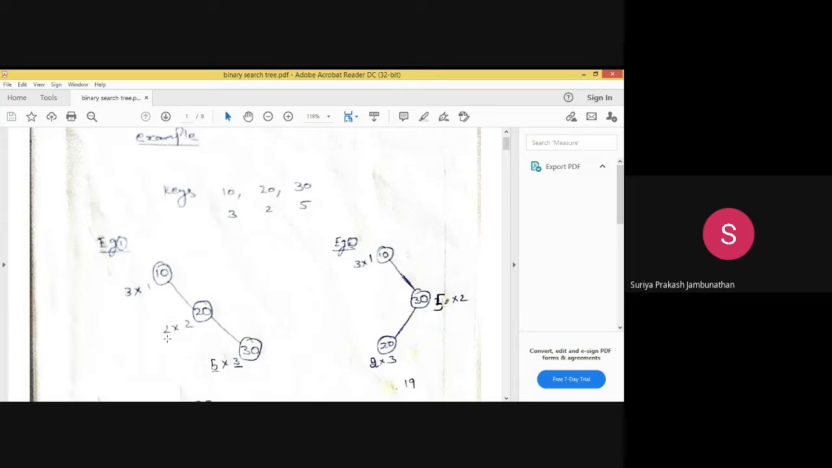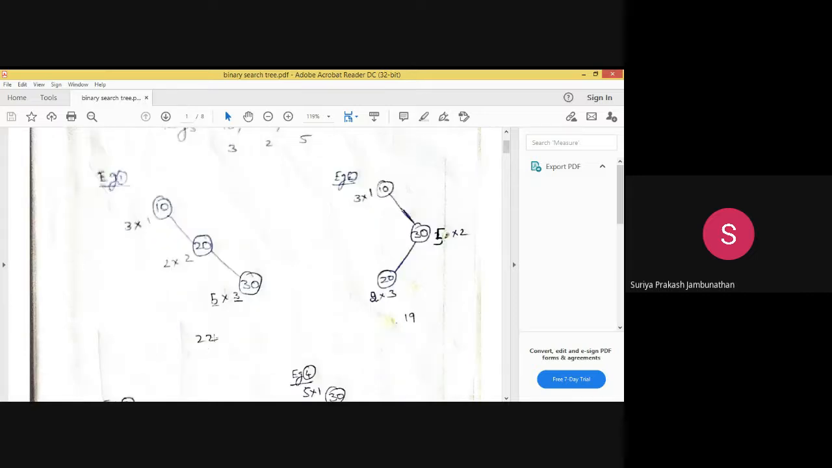So 3 into 1, 2 into 2, 5 into 3. After multiplying all these, we have to add them. So 3 into 1 is 3, here we are getting 4, here we are getting 15. So totally we are getting 22. Adding all of this after multiplication, we are getting 22.